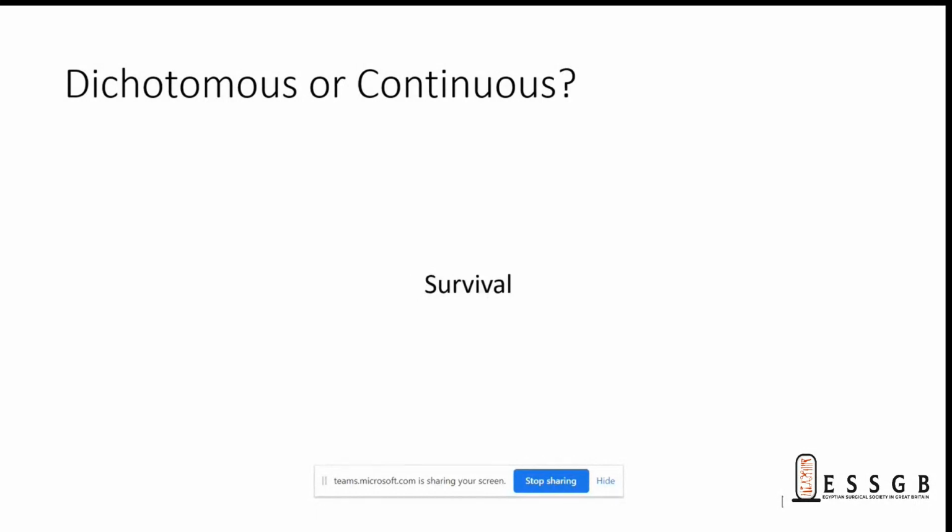When it comes to survival, do you think it is continuous or dichotomous? So it's the other way around. This patient has already survived or not. So it's going to be dichotomous as well. How about mean blood pressure? You can have mean blood pressure from 0 to 200. I hope none of you develop such a high blood pressure, but it can be continuous.